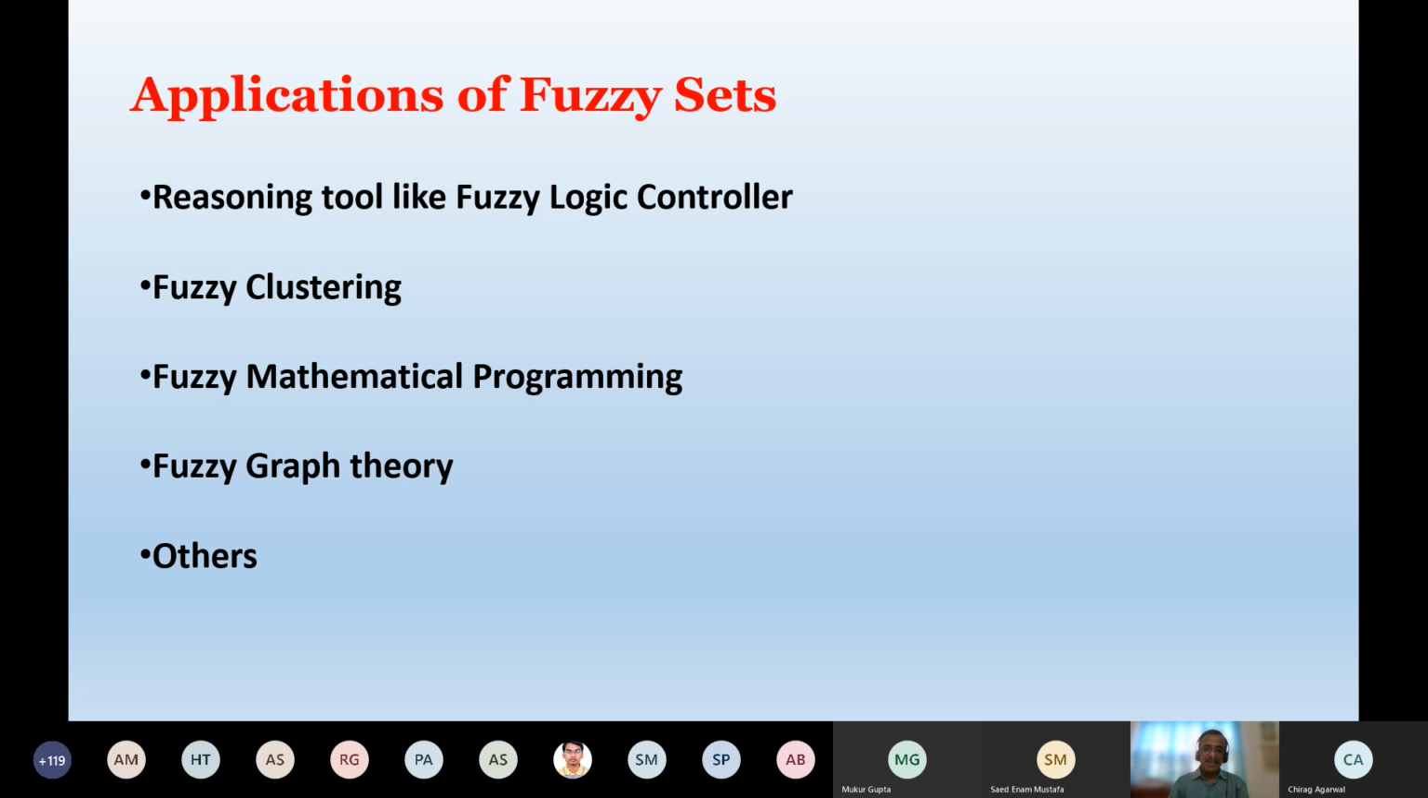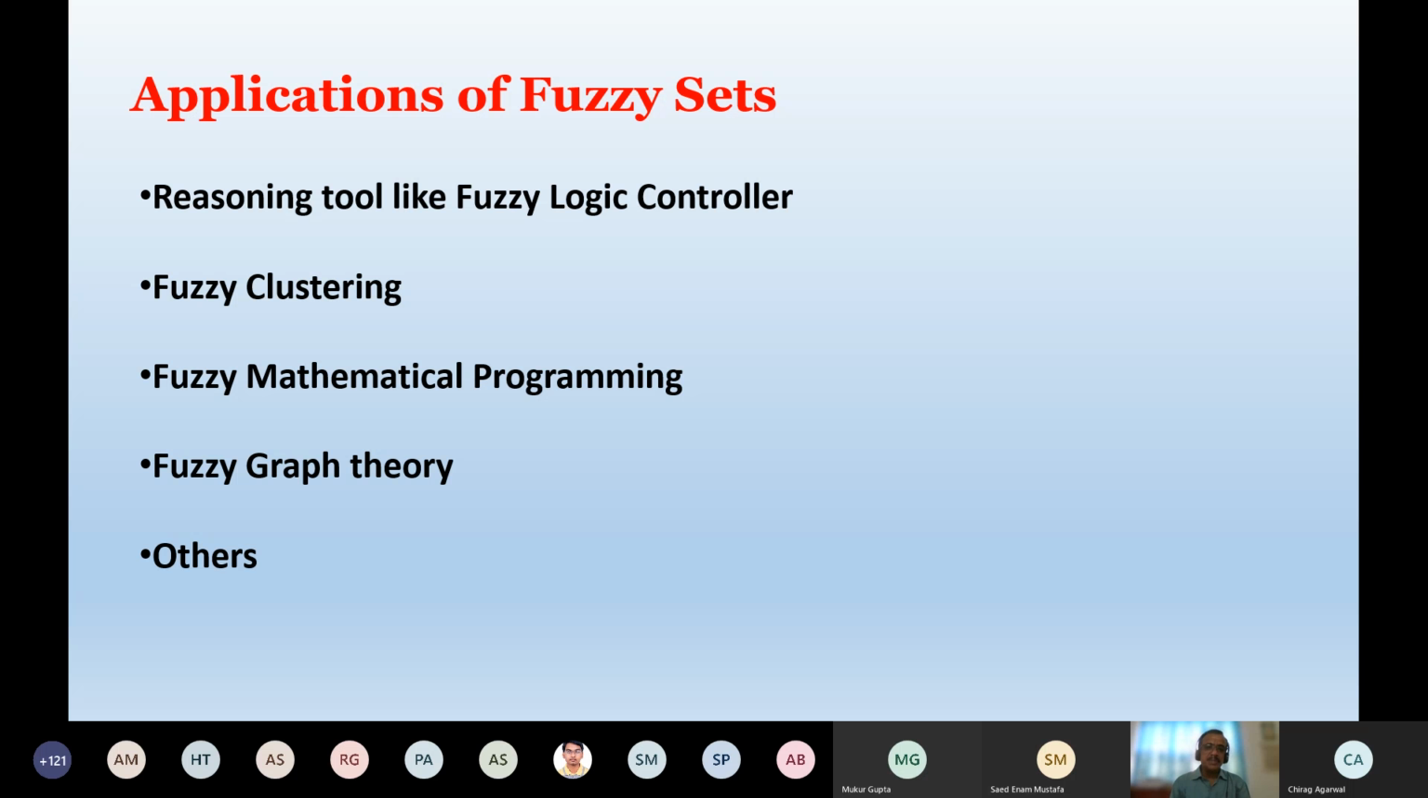But your brain actually does all such things. And while discussing clustering, I'll be taking all such practical examples, and you'll be astonished to listen, that without knowing, you people are doing all such things. Then comes fuzzy mathematical programming, fuzzy graph theory, fuzzy vision system, and others. For example, let me spend just one or two minutes on the fuzzy vision system. Once again, you will be astonished to know.